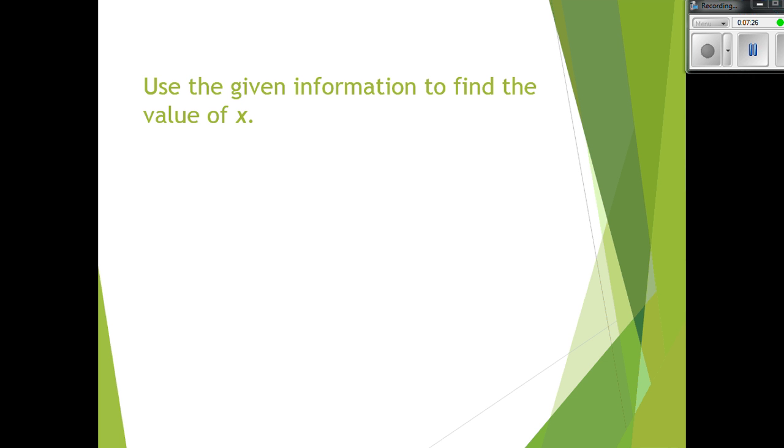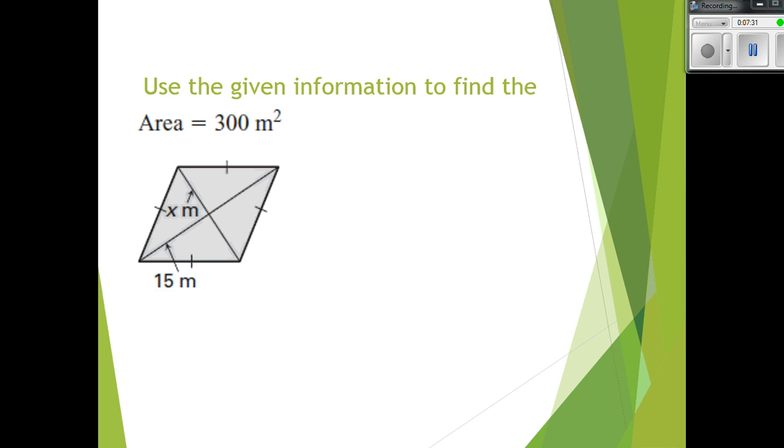Use the given information to find the value of x. So the first thing I want to do is find x. It looks like I'm looking for this length right here. I know that this is a rhombus because all sides are congruent. So the area of a rhombus is 1/2 diagonal 1 times diagonal 2.